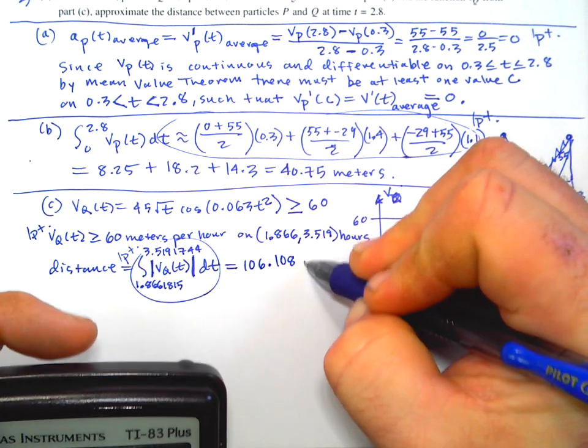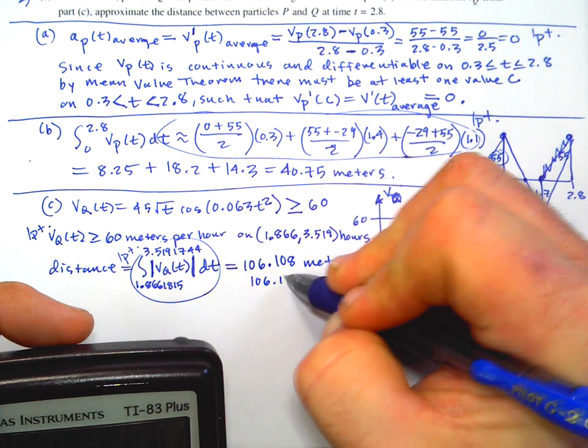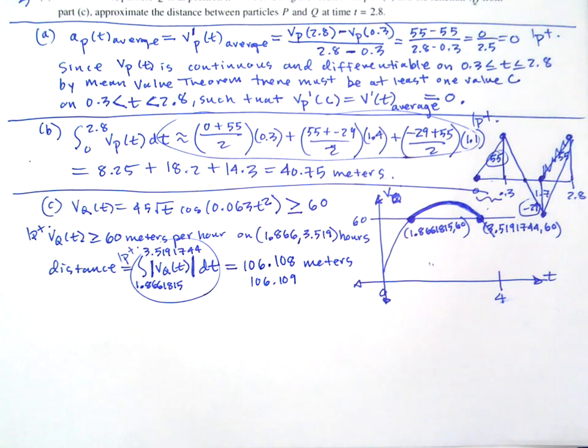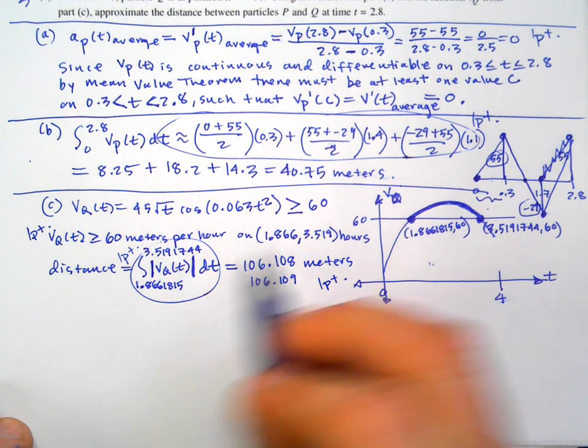106.108 meters. Or you could have done 106.109 if you want to round. And the answer is your other point. So you got a point for that one, point for your setup, point for that.